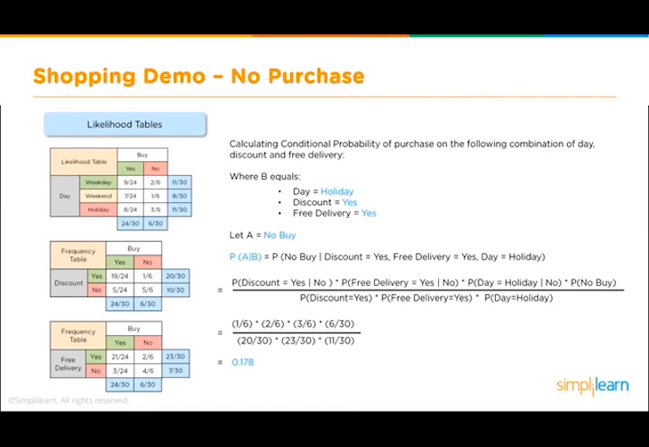Let's dig deeper into the math and actually see what this looks like. And we're going to start with looking for the probability of them not purchasing on the following combinations of days. We are actually looking for the probability of A equal no buy, no purchase. And our probability of B we're going to set equal to, is it a holiday? Did they get a discount? Yes. And was it a free delivery? Yes.